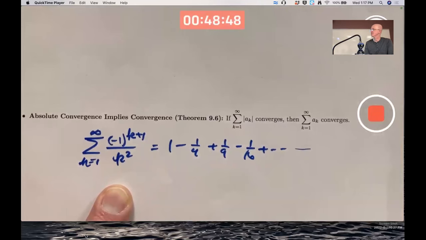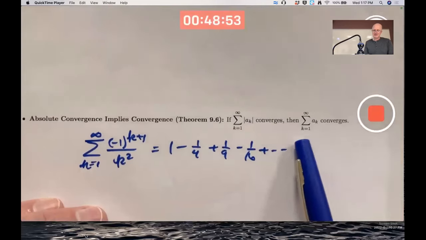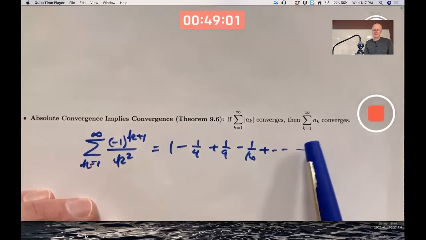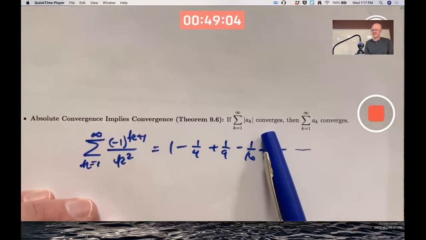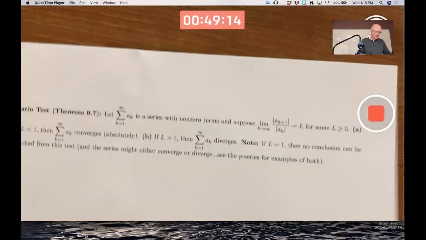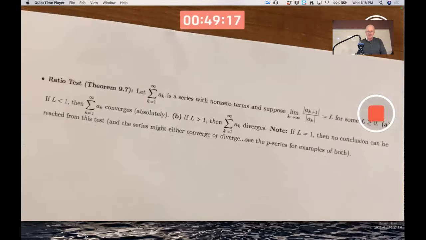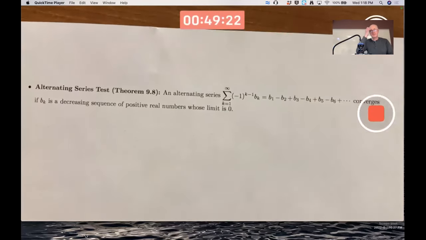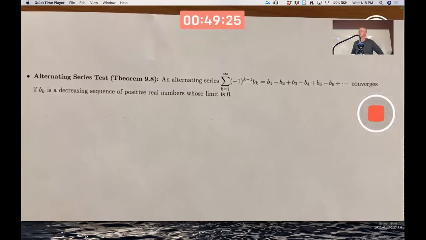Is the converse of this true? If such a series like this converges, does that imply this kind of series converges? No. We'll look at an example right now related to a new fact called the alternating series test. I'll come back to the ratio test. Alternating series test. We will come back to the ratio test and do a new example there.